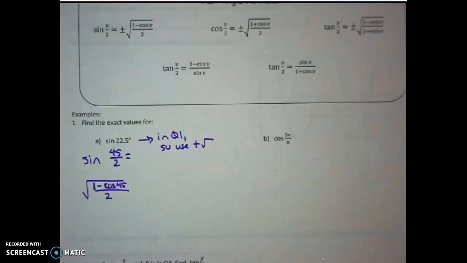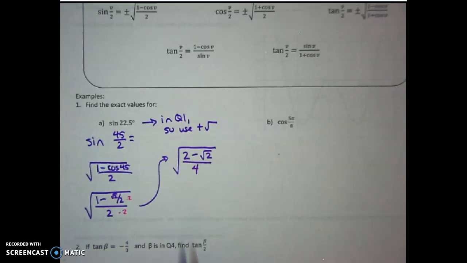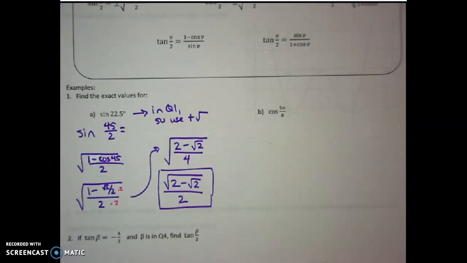Just using straight substitution, you should have gotten that, and now you're going to just use the unit circle to finish this out. But now we have a fraction within a fraction, so please take care of that. And then I can actually take the square root of 4, so there's only one more step left to simplify this. And that's what we get.